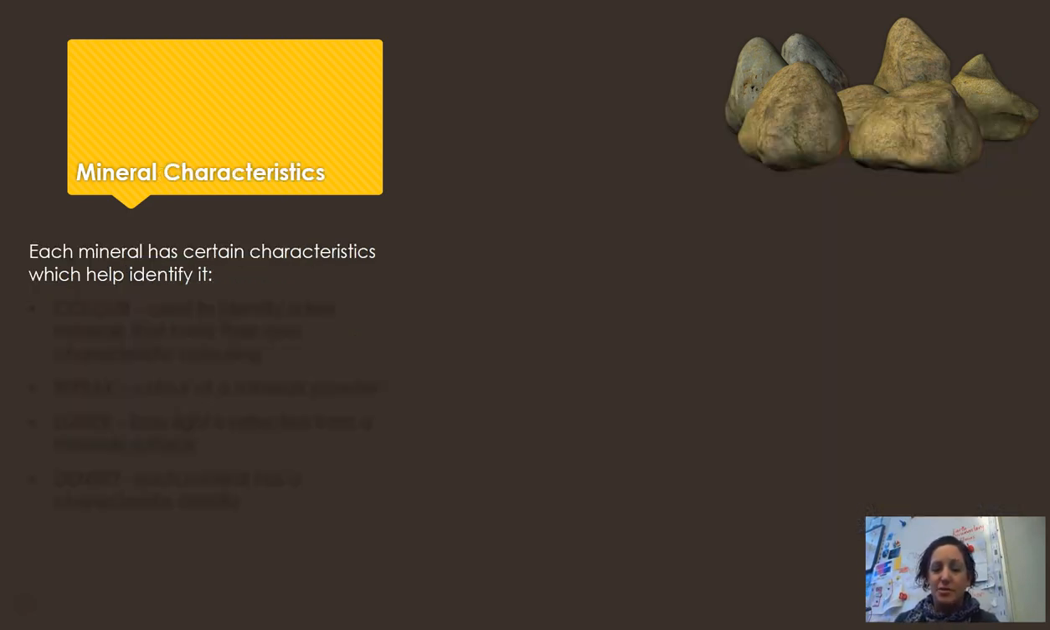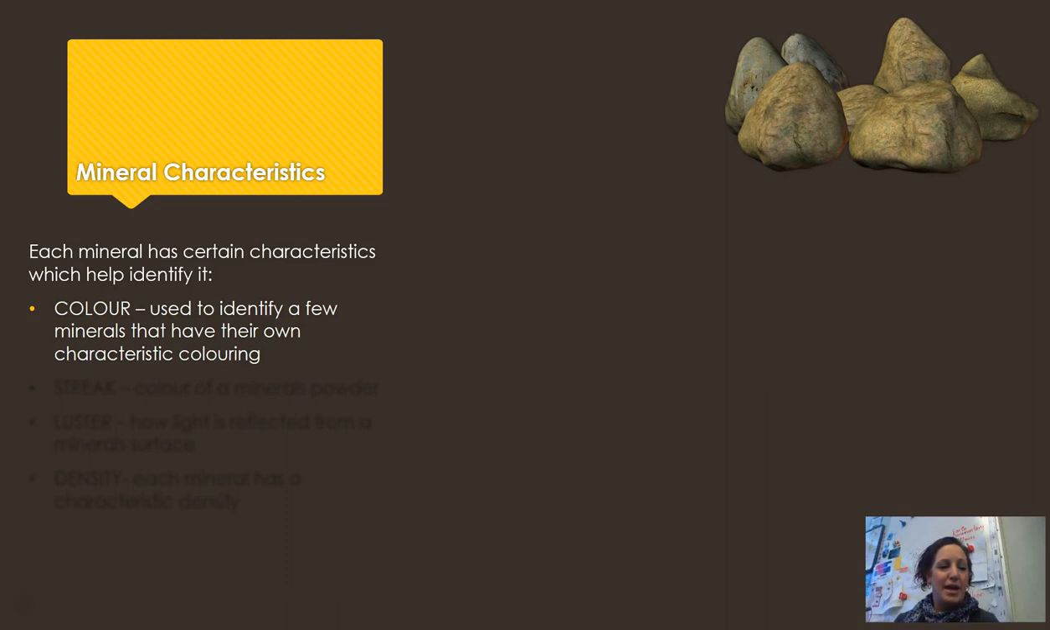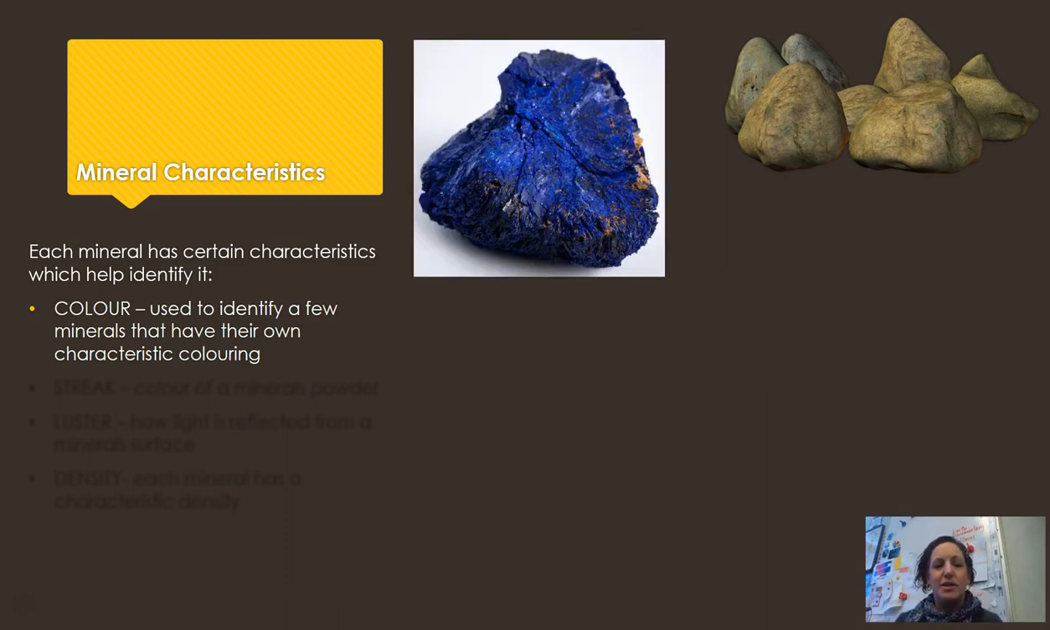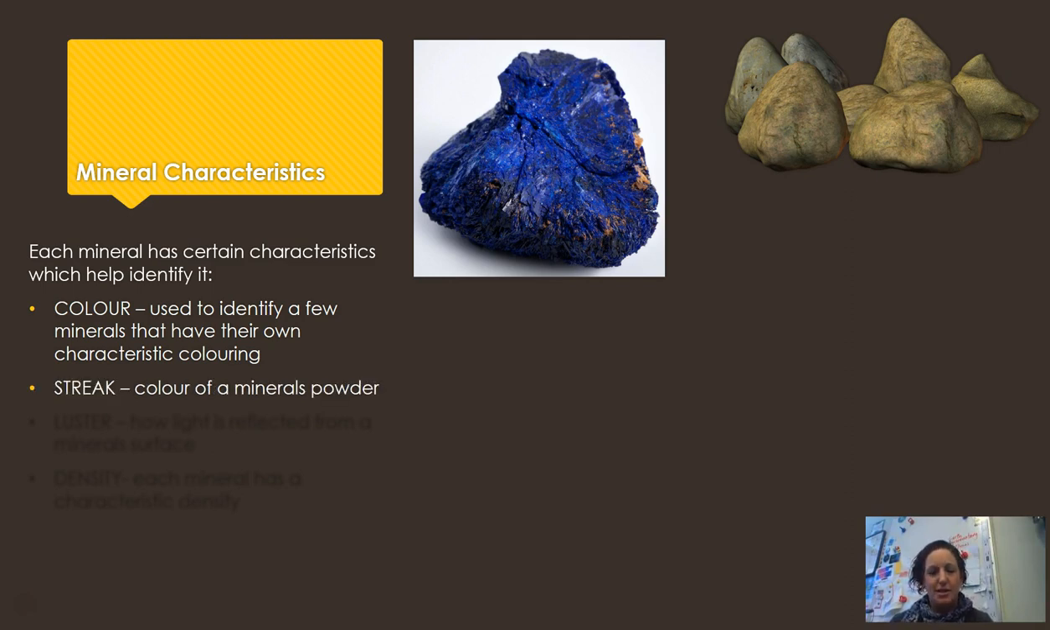There's characteristics that help scientists classify different minerals. And they are colour. Colour is used to identify a few minerals that have their own characteristic colouring. So colour is used to identify a few minerals, like this beautiful blue azurite.